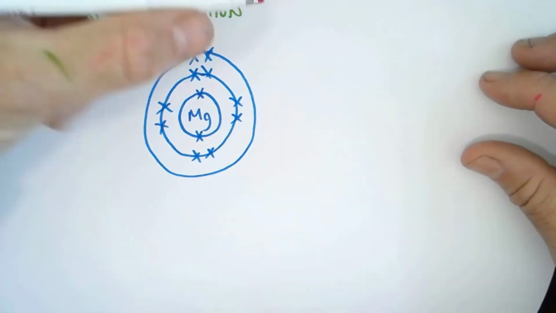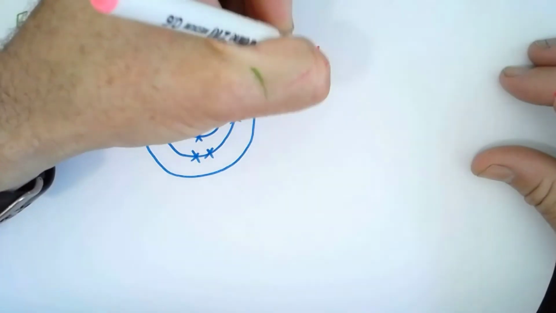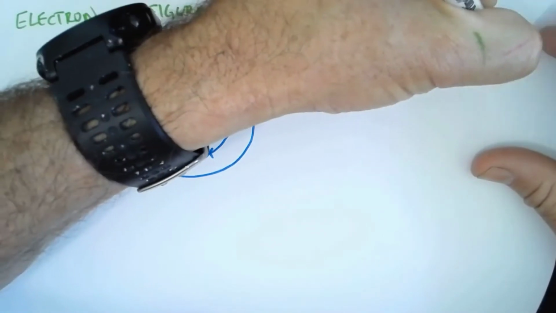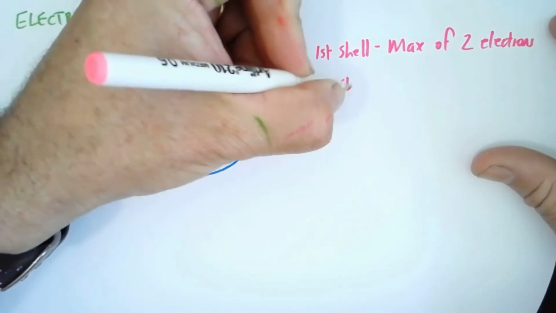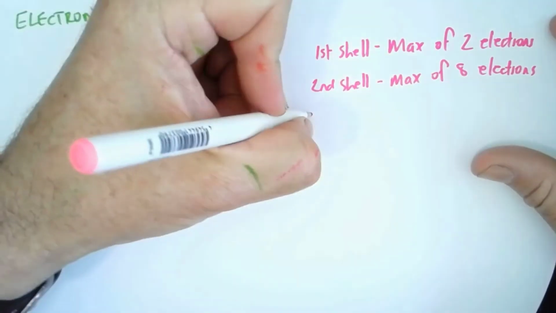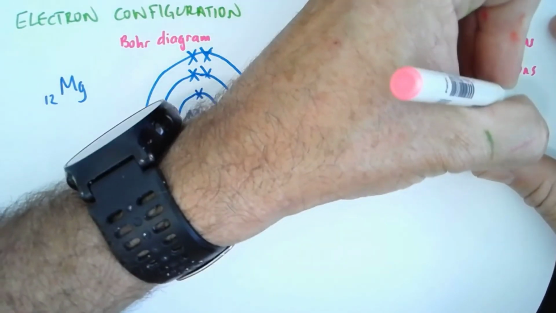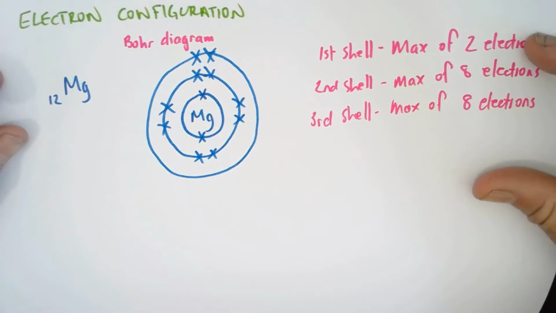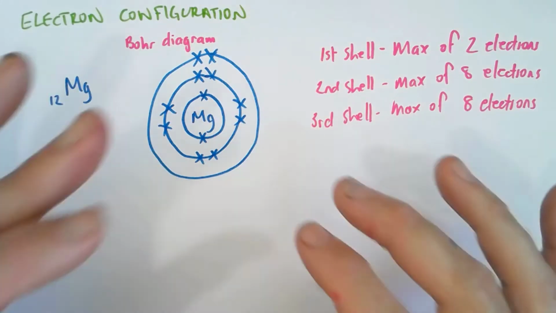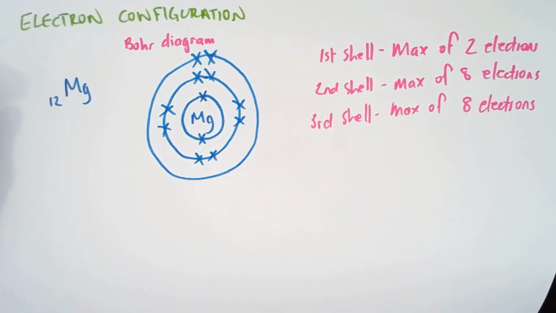Firstly, shells need to be completely filled before moving out to outer shells. The first shell can have a maximum of 2 electrons. The second shell or cloud, a maximum of 8 electrons. And the third shell also has a maximum of 8 electrons. Now, after that point, after the first 20 elements, things are a little bit more variable. So we're only going to be focusing on the first 20 elements, and this rule always applies up to that point.